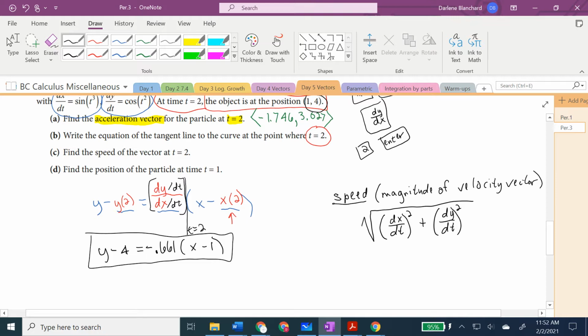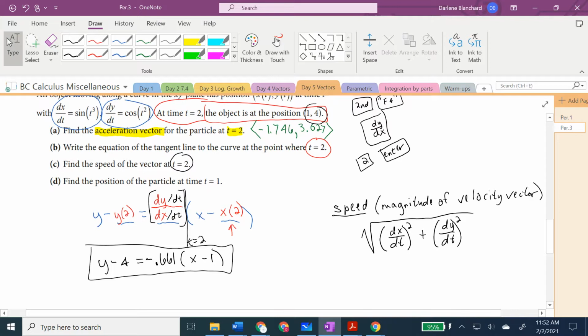We're looking for the speed at time t equals 2. So you are going to plug 2 into the t's of your dx/dt and your dy/dt, and then let a calculator finish that up. I'm just going to write this in to make sure everyone sees.